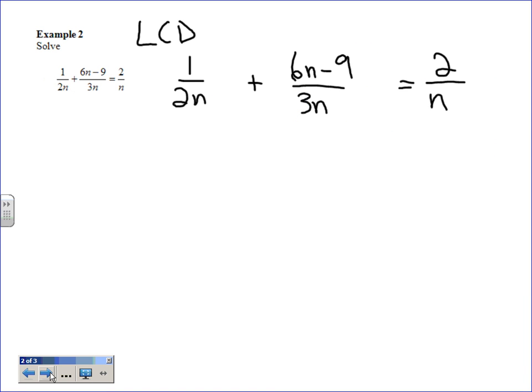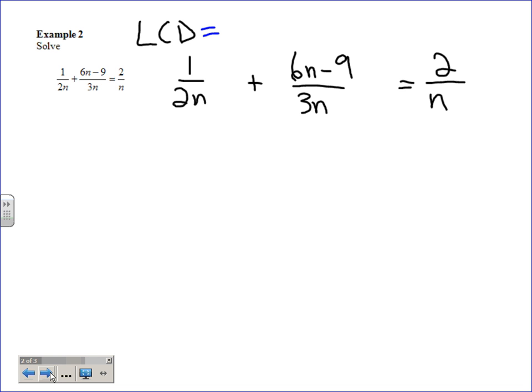It saves you time. And so looking at that, I have a 2n, a 3n, and an n. They all already have an n, right? So am I worried about the n in this case? No, they all have that. But they don't all have a 2 and they don't all have a 3. So it's very important to see where you need to go.